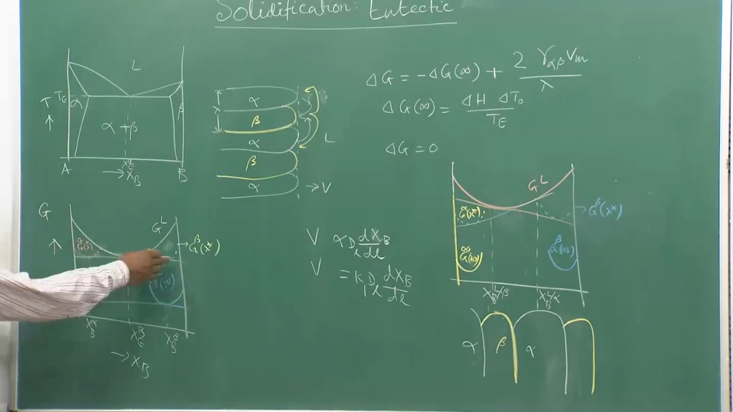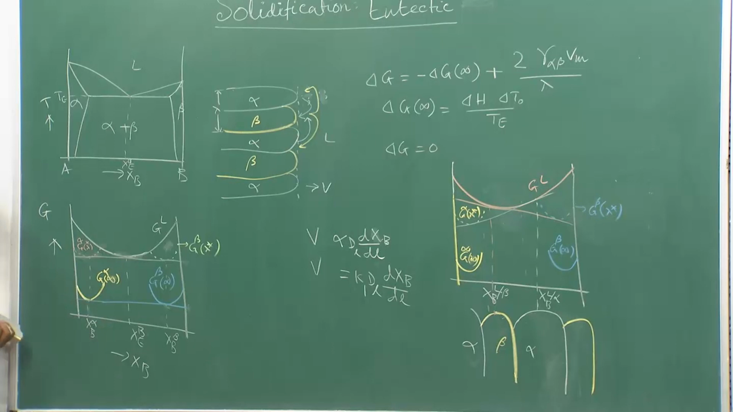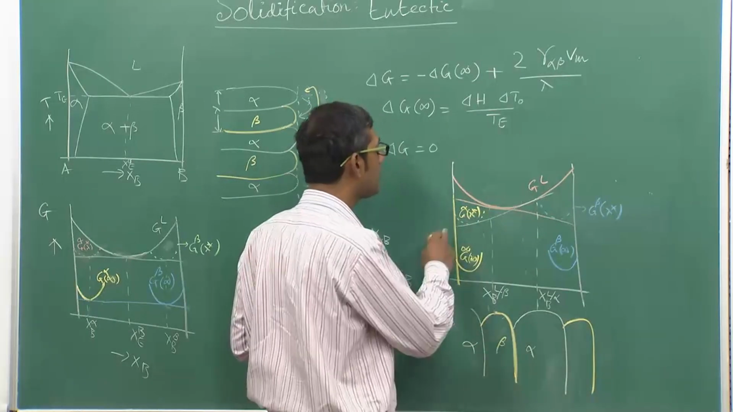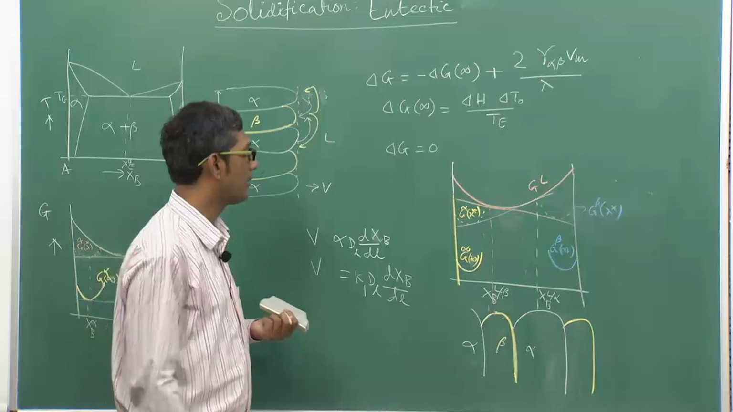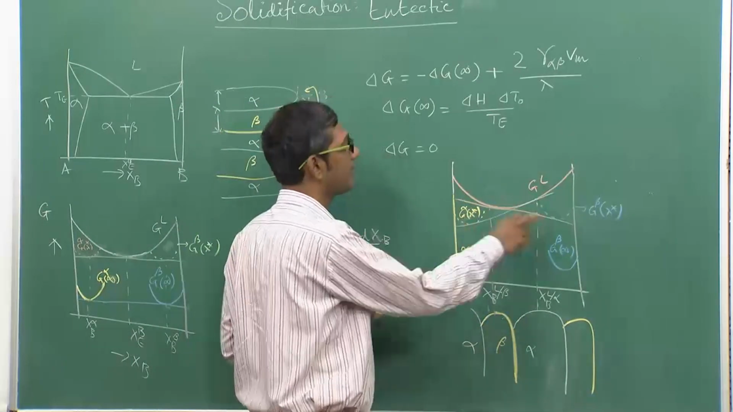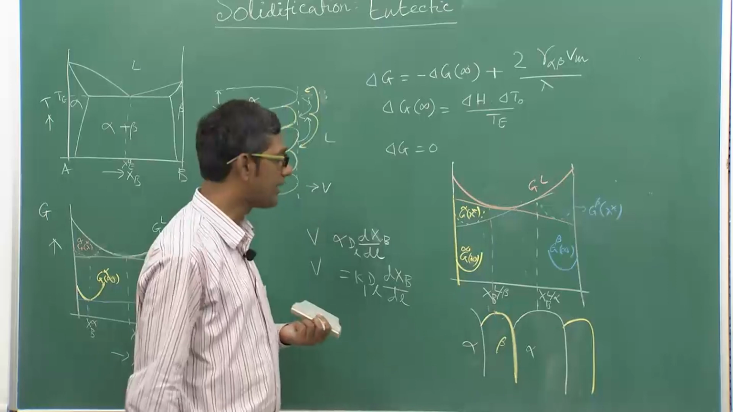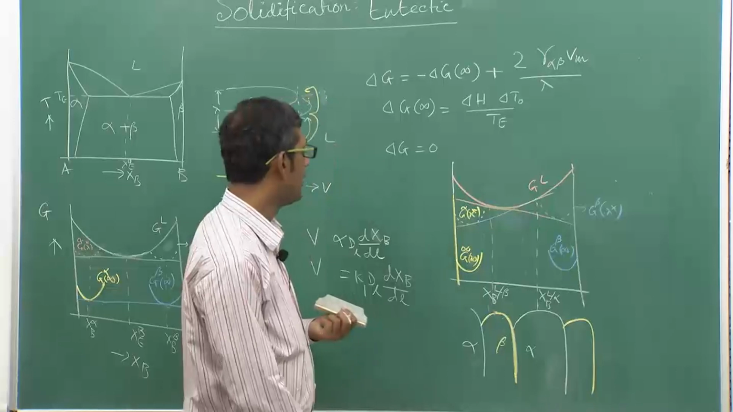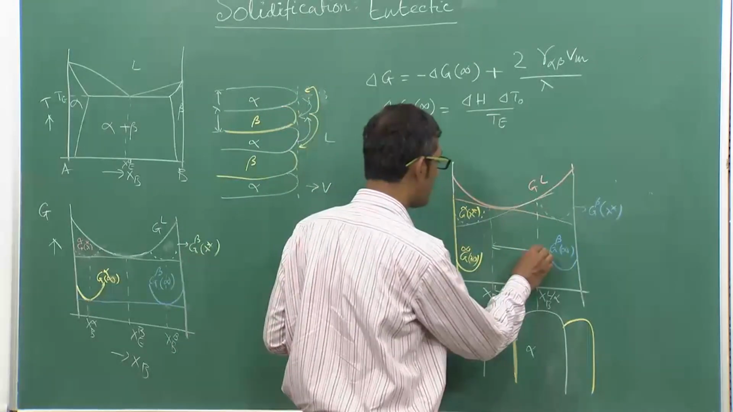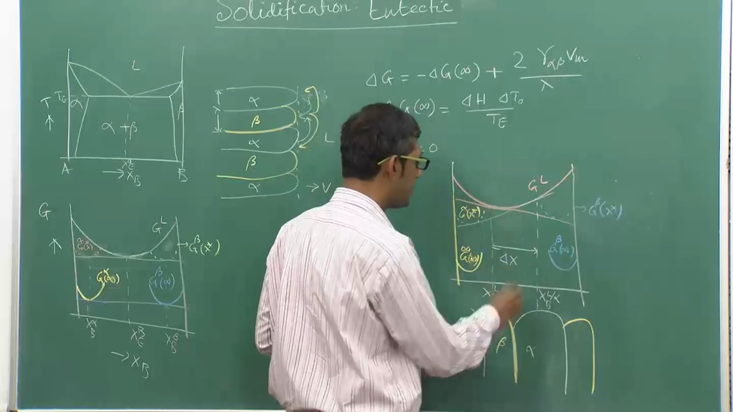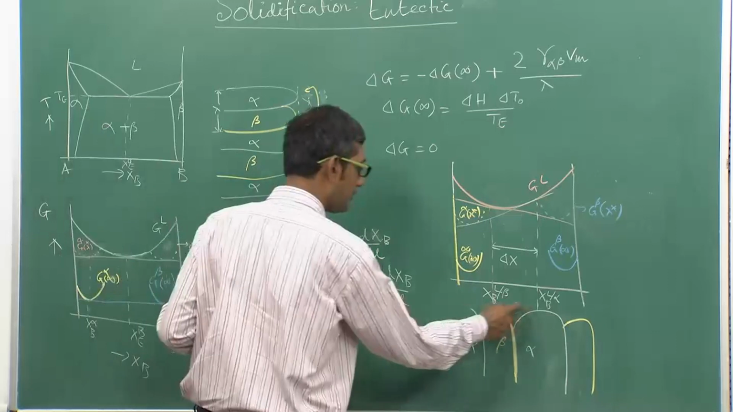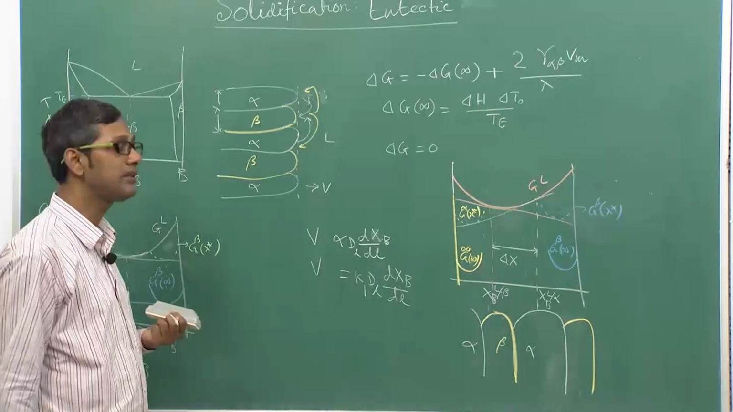In this case, because they are lying on the same common tangent between all of them, there is no driving force available, but here it is not the case. Here the common tangent cannot be drawn. The only thing we can draw is a common tangent between G liquid and alpha, and between G liquid and beta, and by doing that I can find the equilibrium composition at the tip of beta and at the tip of alpha. So, this compositional difference is what exists between the alpha and beta tips in the liquid, and that is what drives the transport.